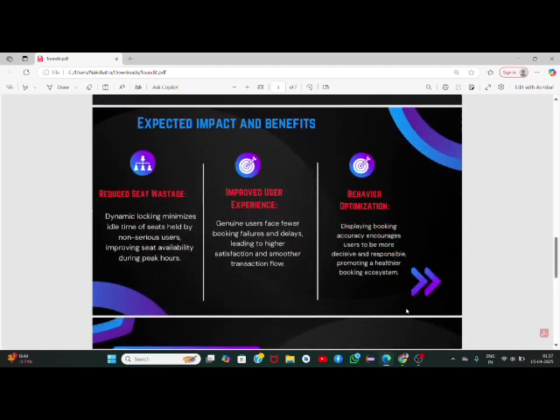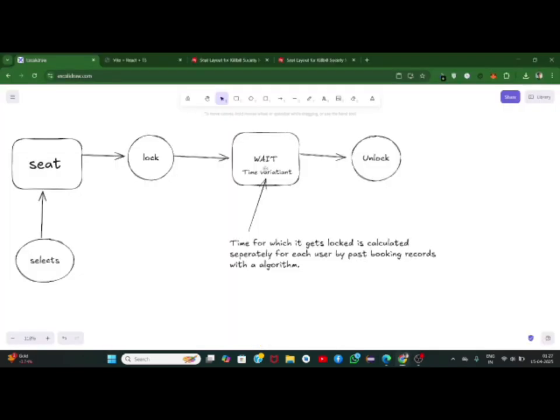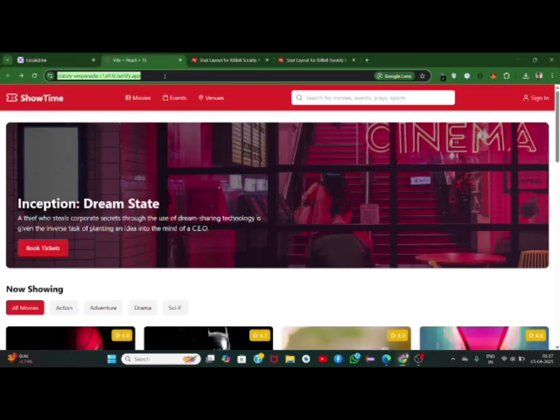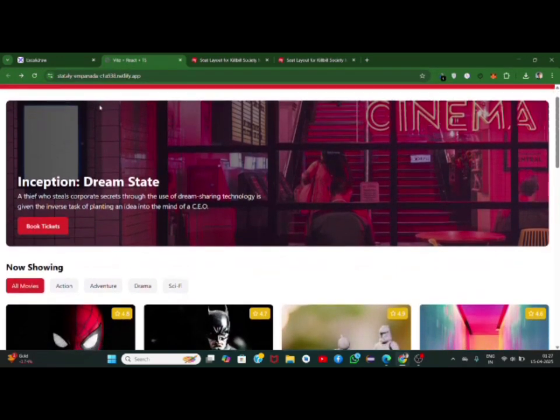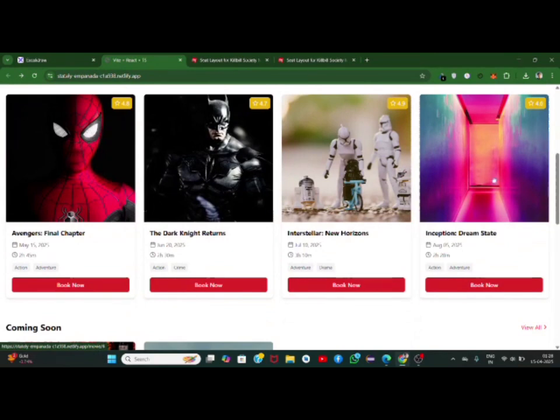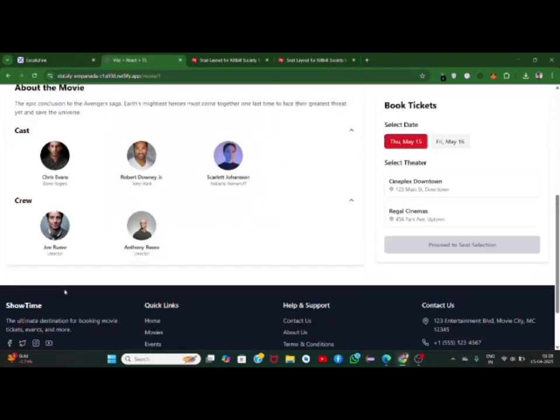Okay, so let's see my prototype, my progress report. I have already deployed this website on Netlify. It is live on the internet, and this is my website. I've given a few stationary data. I mean, there are no claims like Avengers final chapter; I've just given it as an example. Let's try to book this.